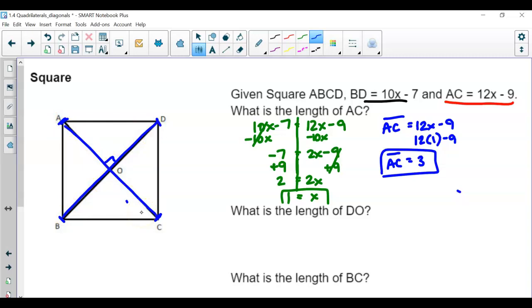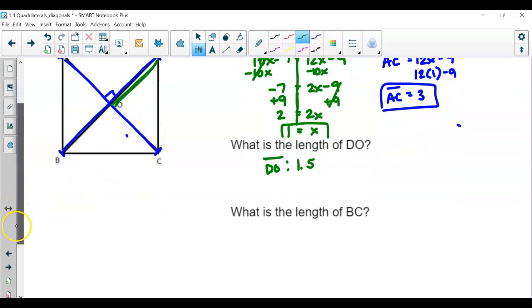What is the length of DO? Well, here is DO, which is only half of the diagonal. So what is the length of DO? Well, if the diagonal is 3, then what is half? 1.5. Which means if they're congruent, then all of those little pieces are 1.5.